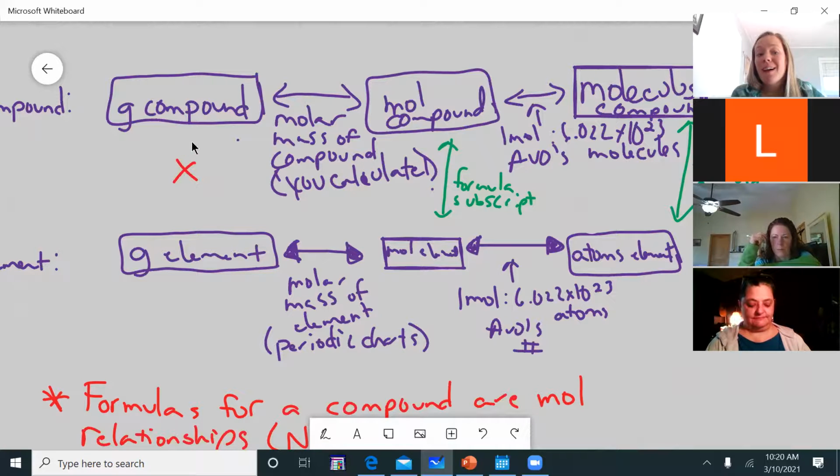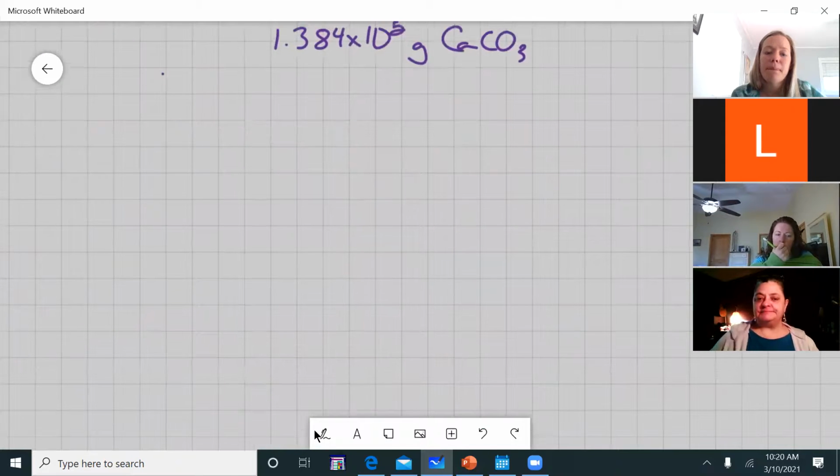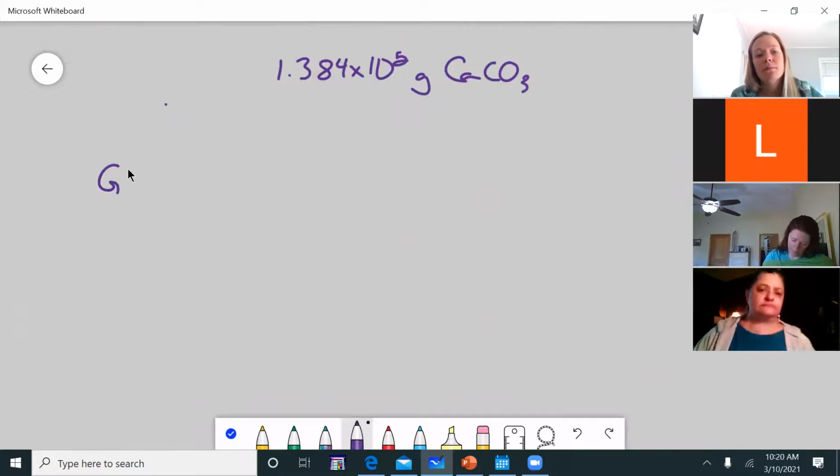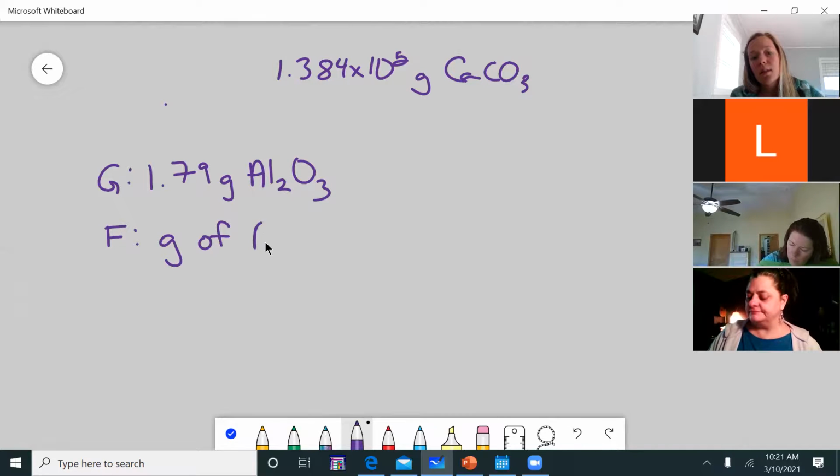So let's try that out, because how often are you given something in moles in real life? You're not. You're usually given things in grams. So if I give you, given, we have 1.79 grams of aluminum oxide. And I want to find grams of just the aluminum.